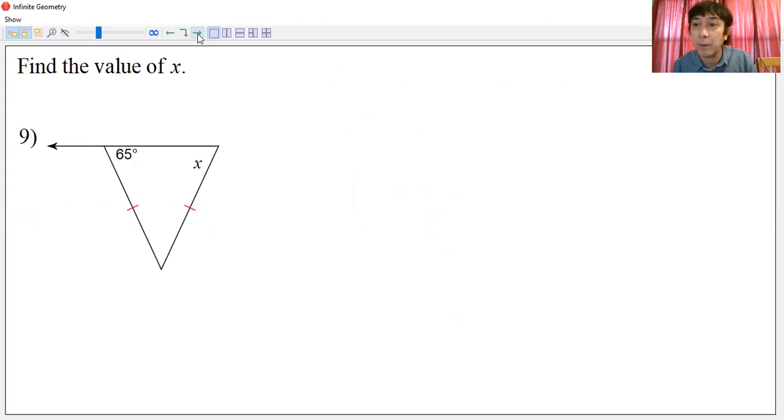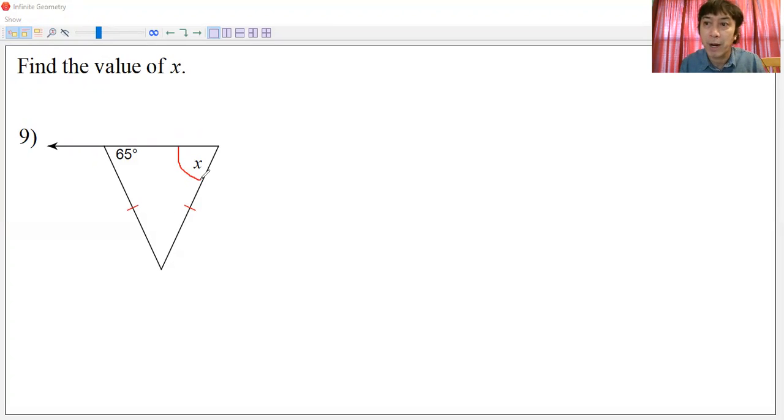Okay, here's our number 9. Find the value of x, and let's determine if it's an angle or a side. Okay, so this x looks like an unknown angle. All right, from the figure, you don't really need to solve it.